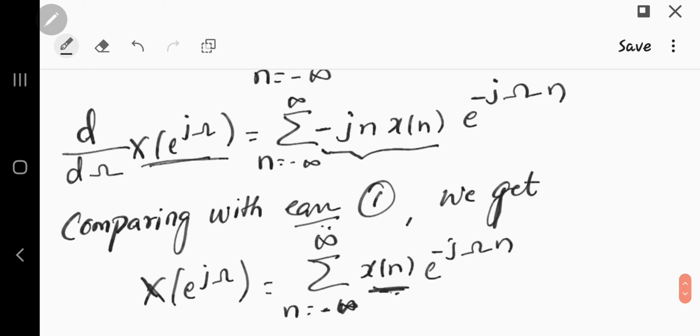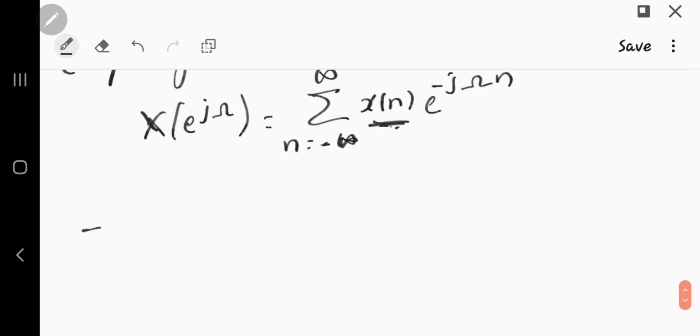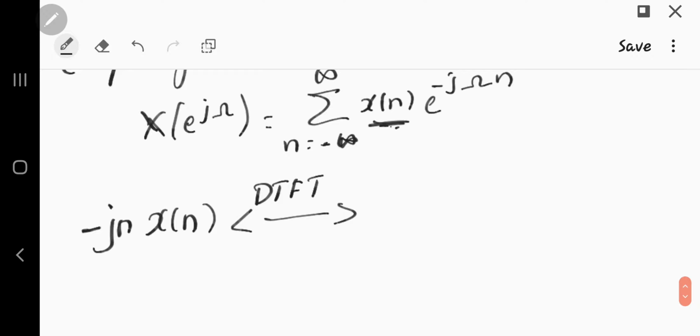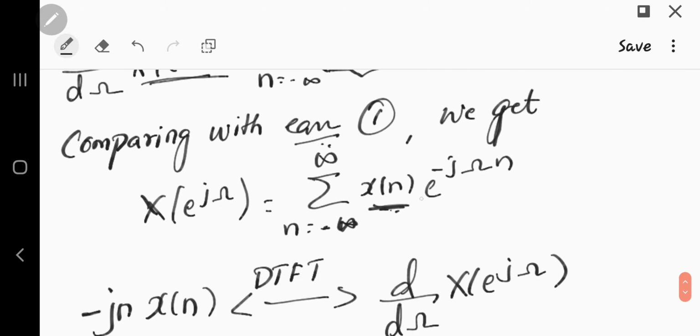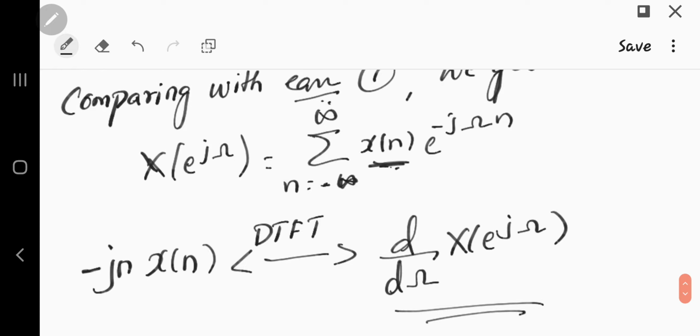So that is what the differentiation property says. Based on this, we can write minus j n x of n. If you perform the transformation for this signal, then you will get a differentiated signal in the frequency domain. That is the meaning of this. So based on this comparison with equation 1, we can write it like this. This is the proof for frequency differentiation.